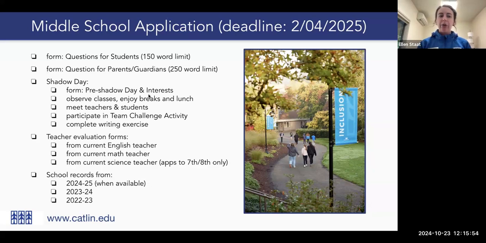For 6th grade, we request an evaluation from the current English teacher and from the current math teacher. And then for 7th and 8th grade, we also request a teacher evaluation form from the current science teacher. And then we also ask for 3 years of school records.